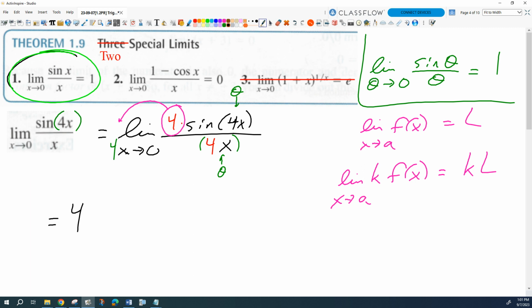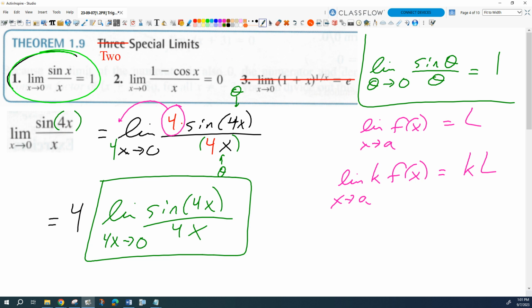4 times the limit of sine 4x over 4x as 4x goes to 0. Well, that looks pretty familiar, doesn't it? What is that limit equal to by our pattern? 1. How about that? So our final answer then is just equal to 4. See the trick? Again, we're just trying to extract this limit algebraically from what we started with using algebra.